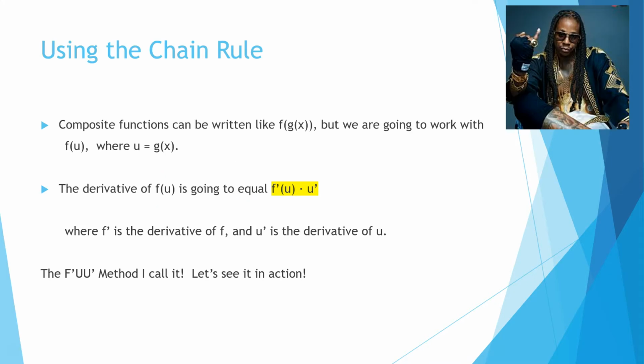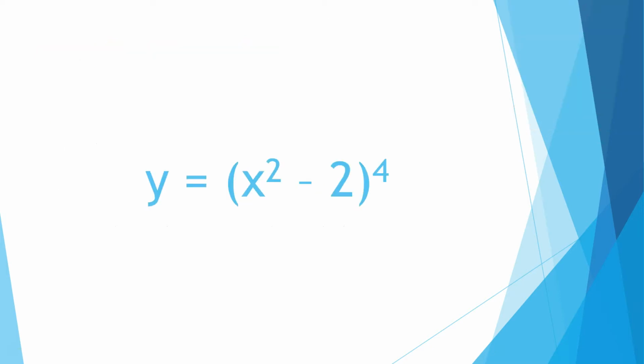Okay, we're going to use this chain rule. Now, composite functions can be written like f of g of x. So there's this outer function f, and embedded in it is this inner function g of x. If we look back at this example, our f of x would be x to the fourth power. Whatever is being raised to the fourth power is the outer function. The inner function, g of x, is this x squared minus 2 piece right here.